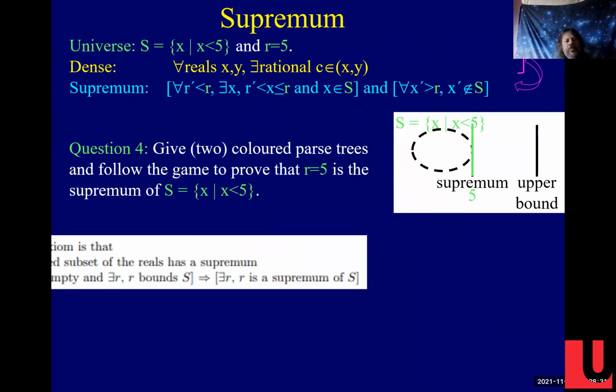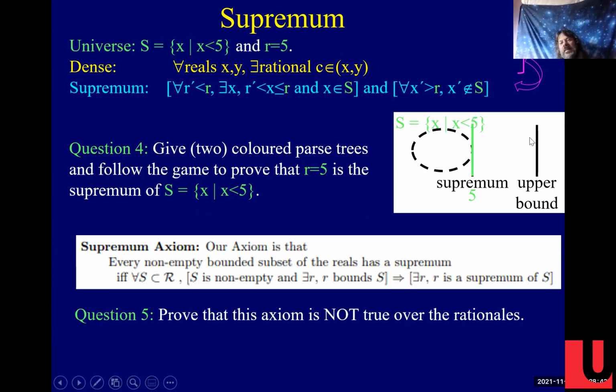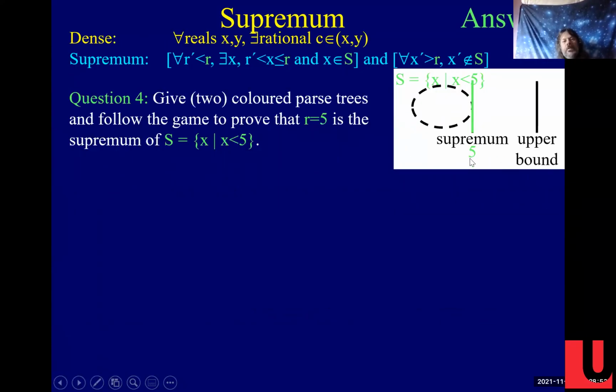All right, question 4 is just proving that the supremum is 5. It's kind of like the maximum, except it's not in the set. It's the smallest upper bound, right? So let's see. Here's our dense tree that we've parsed already, and then we have to parse the supremum tree.